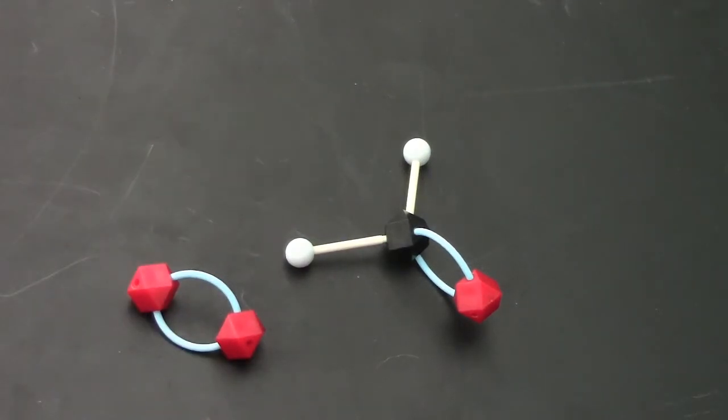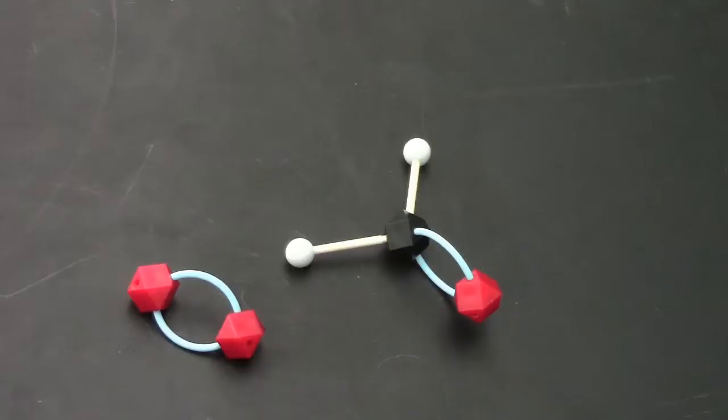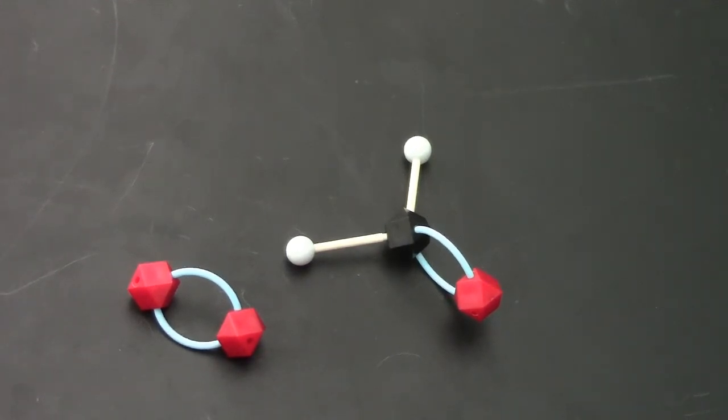So this is what you take a photo of, showing the possibility of making O2 gas from those original reactants. Here's where you put that photo for C, molecular structures you formed. 2 molecules. Put your picture right here. Once you've done that, you really should go back to the original molecules. You have a photo, what they look like. Requires you to rearrange some bonds, so be patient, do it right.